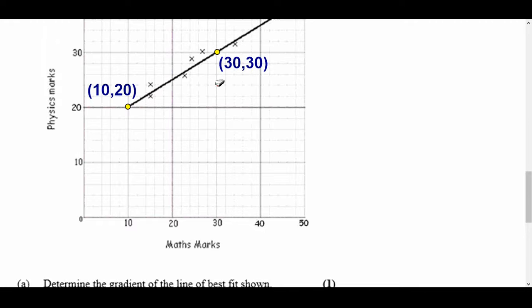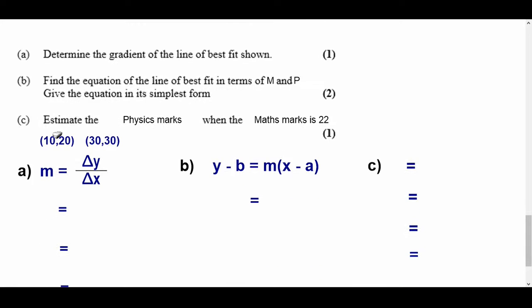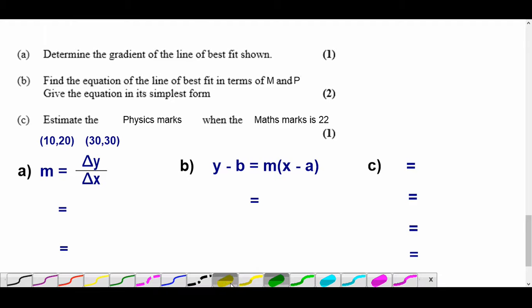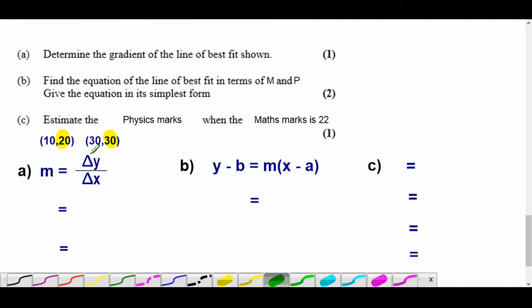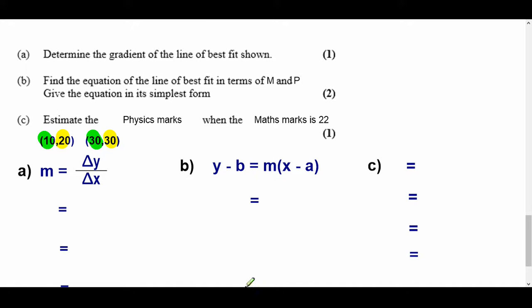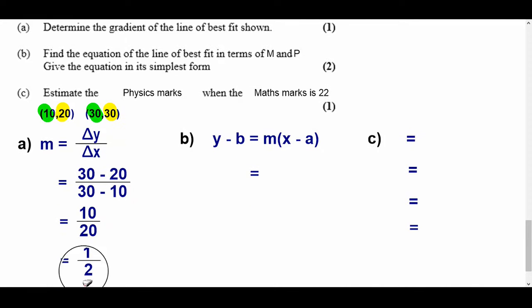So that's just y2 take y1 over x2 take x1, or delta y over delta x, using these coordinates. So remember, the y values are the second numbers, and the x values are the first numbers. So you want to subtract the y's and put it in the top. I'll do 30 take away 20, and then 30 take away 10 in the bottom. Now that's 10 over 20, which will simplify to a half.